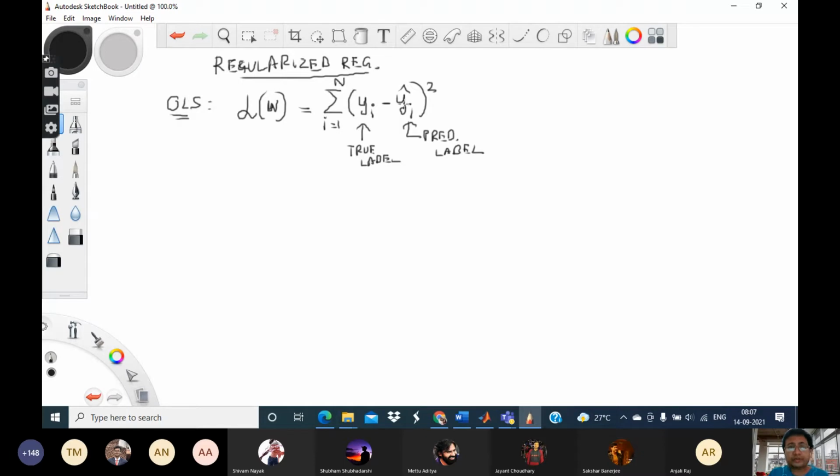Right, now in the case of linear regression, what is yi hat? W transpose X, right? So the problem which I am solving here is that the loss function is defined in the following way.